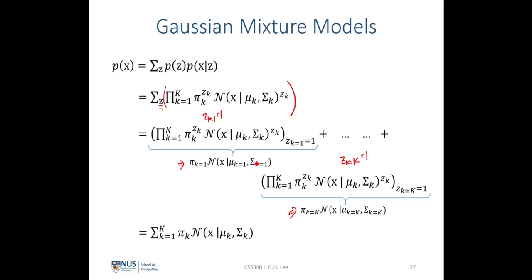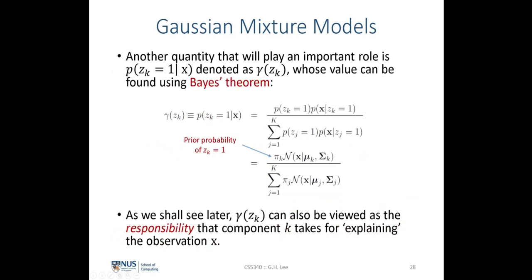So we can see that as a result of this expansion of the expression, we'll be able to get a sum over k of the components of the normal distribution multiplied by the mixing coefficient. And this as a result would be our likelihood p of x for our Gaussian mixture model. So this is our Gaussian mixture model over here.